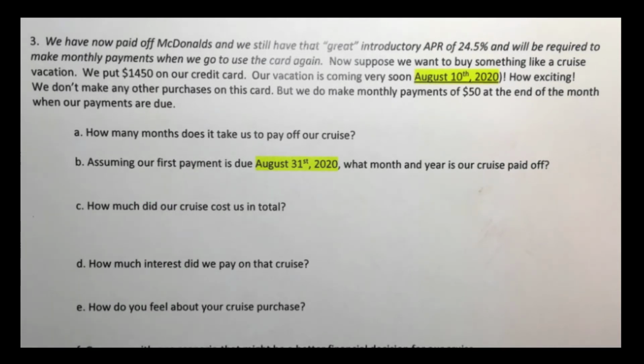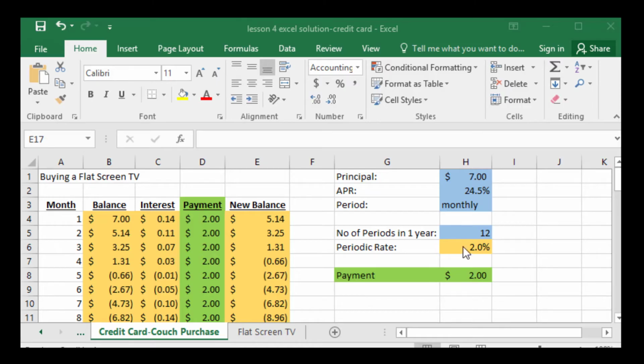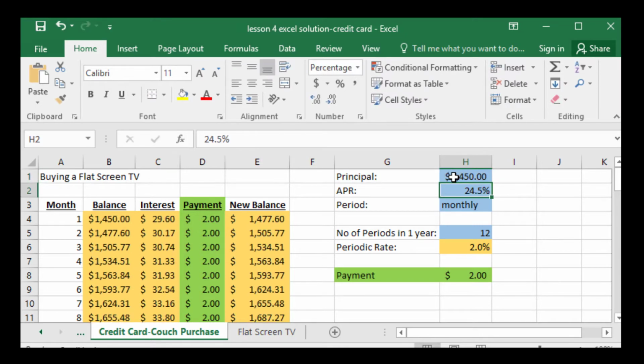Okay, well, let's go to our Excel file. This is nice because we only have to make a couple changes. What are they? Think about them, right? Well, the APR is the same. That means the periodic rate is the same because it's still monthly. But our principal is different. Our principal is now $1,450. And our monthly payments are $50.